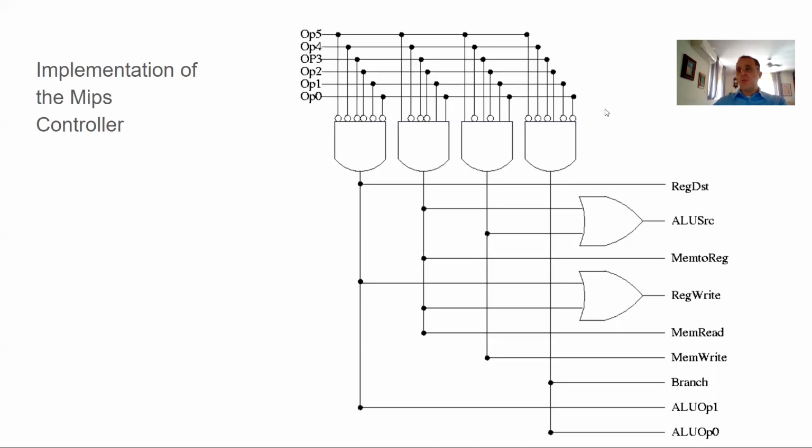Does everyone understand my point? My point is that the opcode, through these logic gates, is determining what the controller will do. Anybody have a question about that?